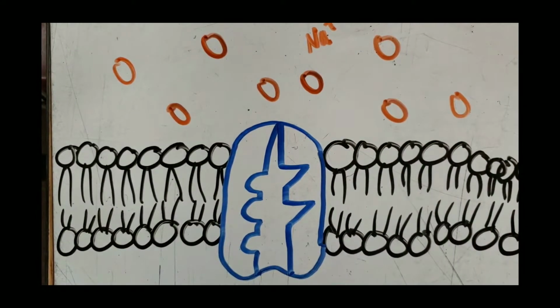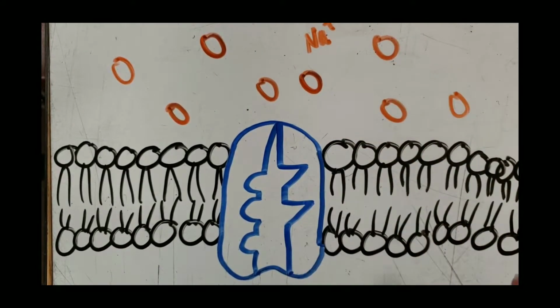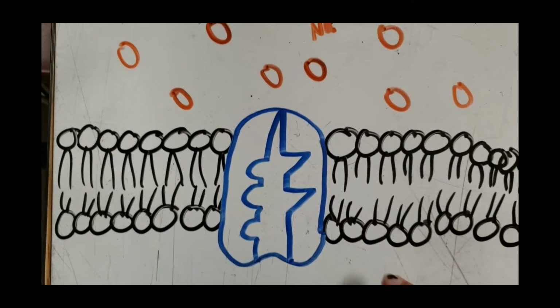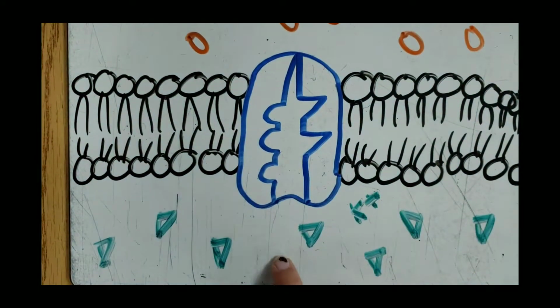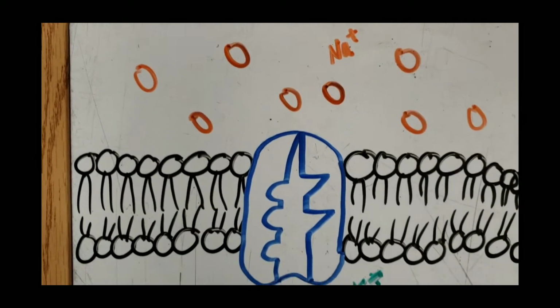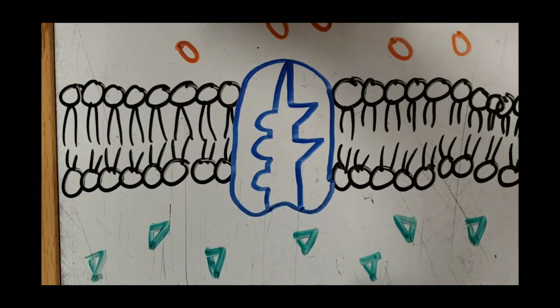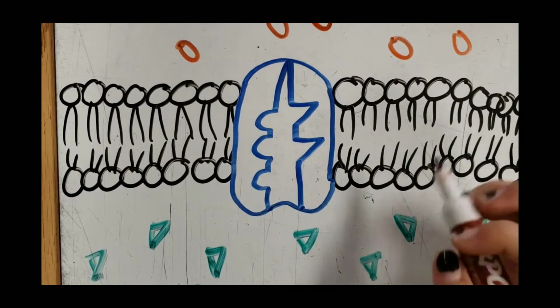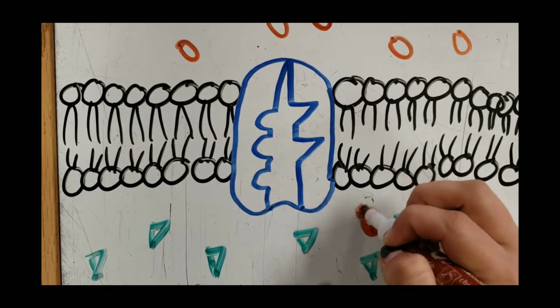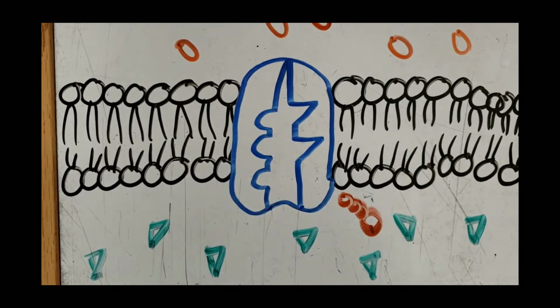On the outside of the cell, we have a high amount of sodium, as you can see, Na+, and on the inside of the cell, we have a high amount of potassium, K+. The outside of the membrane has a positive charge and the inside has a negative charge. This charge difference is called the membrane potential and is measured in millivolts.